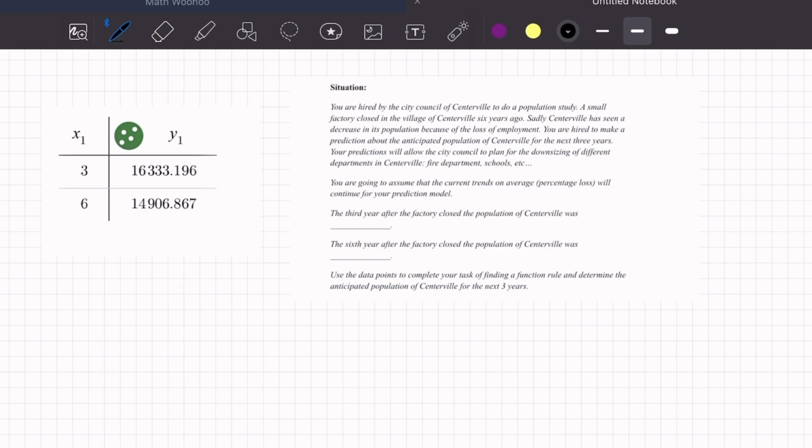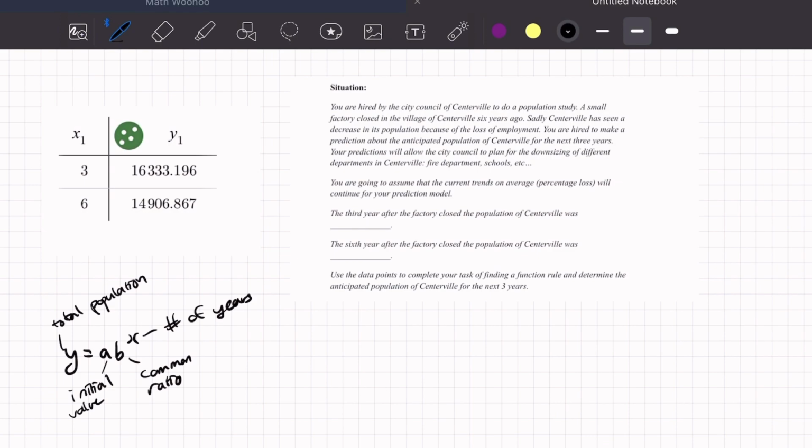So for this problem, we are going to use the standard form of the exponential function, which is y equals a times b to the power of x, whereas x represents the number of years, y represents the total population, a represents the initial value, or population, and b represents the common ratio.